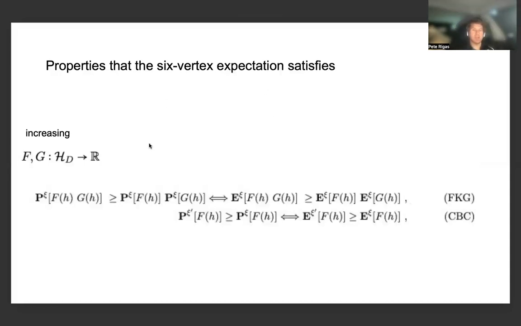And it also satisfies other types of conditions for increasing functions, namely you take big F and big G from the set of all height functions which map into the reals. Duminil-Copin and colleagues, in their logarithmic delocalization of the height function paper, established several conditions in which the FKG property can also hold for the expectation, because the expectation is defined in terms of the six vertex probability measure under sufficiently flat boundary conditions. But we're also fortunate because these types of inequalities for FKG and CBC also hold under slope boundary conditions. And finally, under the CBC condition, the corresponding inequality for this property also holds in expectation.